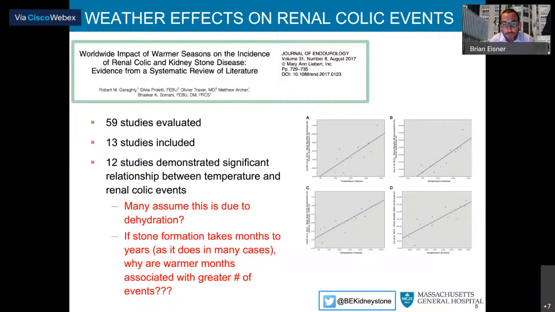Many people simply assume this is due to dehydration, but I'm going to ask a question rhetorically. We all know that stones don't form overnight. So to say that the summer months are hotter and that's why people get renal colic doesn't quite fully explain this phenomenon to me. I would pose the question, maybe someone may take it up later: if stone formation takes months to years, why are the warmer months associated with a greater number of stone events? I understand they may be associated with greater risk of stone formation, but is there something about heat that not only adds to stone formation, but also perhaps creates a crack in that single crystal that attaches the stone to the papilla and perhaps induces stone passage and colic events?